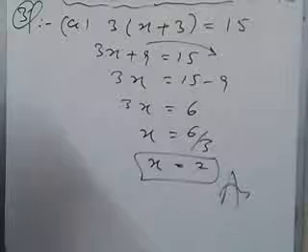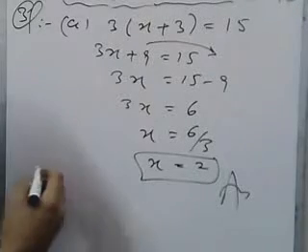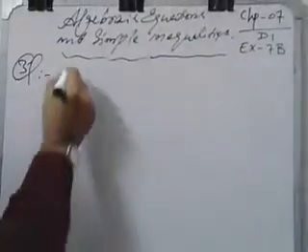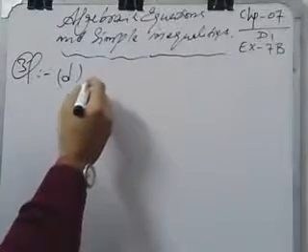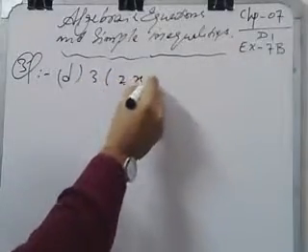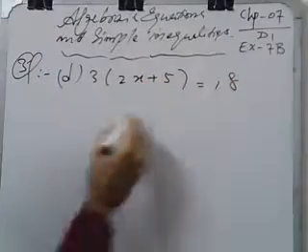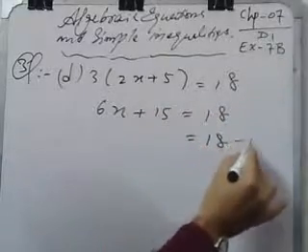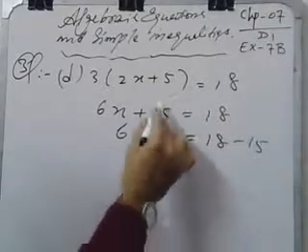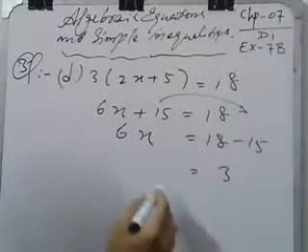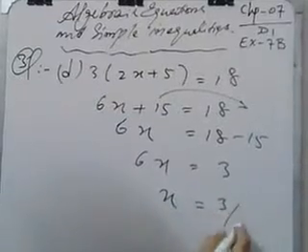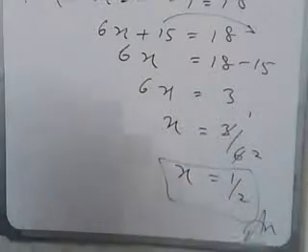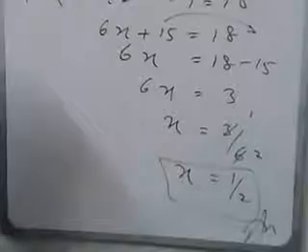By the same method, no difficult question has been given here, only we have to solve once again the d part, because other two parts are very much simple. So 3 into 2x plus 5 is equal to 18. Multiply it, 3 to the 6x, 15, 18, 18 minus 15, 6x, this will be shifted and you will get 3, 6x, the value of x is 3 by 6, 3 1s are 3, 3 2s are 6, 1 by 2. So my dear students, by the same method we have calculated the result.